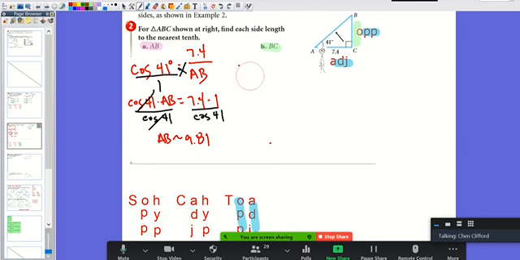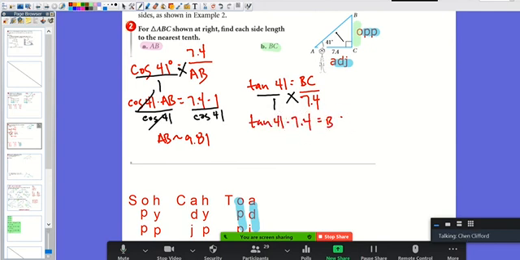Okay, so I'm going to go tangent of 41 is equal to BC over 7.4. Okay, and again, over 1, cross multiply, and you get tangent of 41 times 7.4 equals BC.